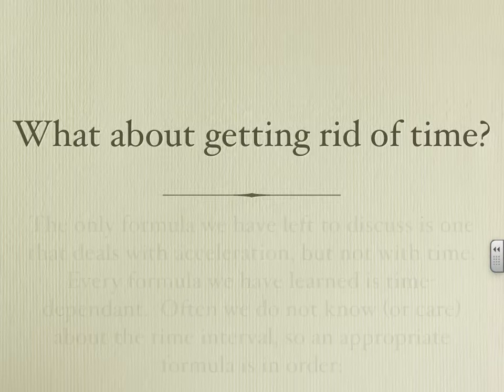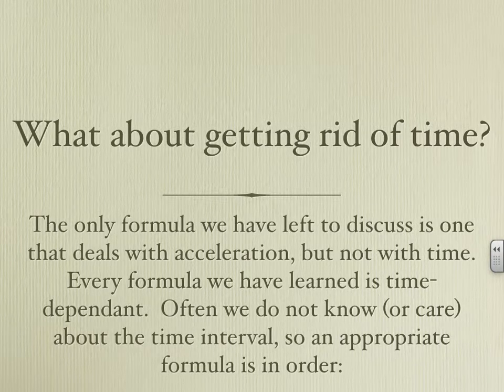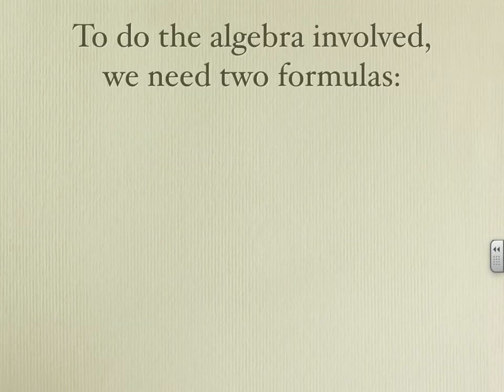So today what we're going to do is get rid of time. The only formula we have left to discuss is one that has an acceleration in it, but doesn't have time in it. Every other formula we've learned so far, the only thing that all four of them have is time. And a lot of times we just don't care how long it took for something to happen. We just care about the other stuff. So what we're going to do is algebra two formulas together and get rid of time.